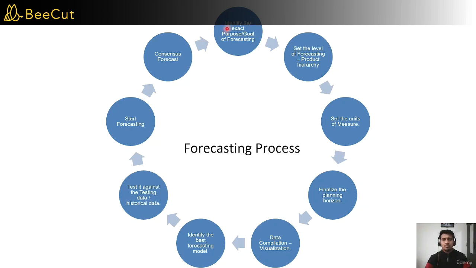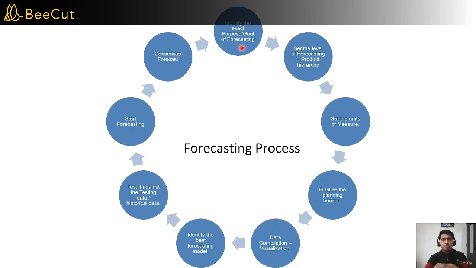Starting with the first point, which is identifying the exact purpose or goal of forecasting. When you're designing your forecasting process, you should be very clear in your mind why you want to start this forecasting process. It can be for a number of reasons. Certain industries have their capacity as a bottleneck. They want capacity to be planned well in advance, right? So you may need it for capacity planning.